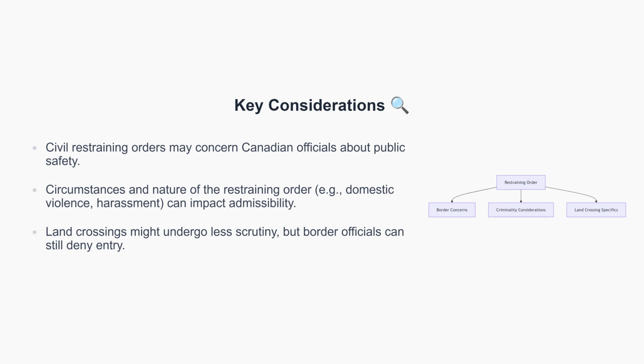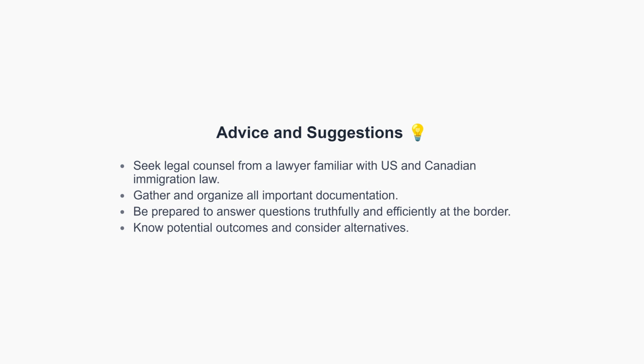When considering crossing into Canada with a civil restraining order, there are three key areas to focus on: the nature of the restraining order, particularly if it relates to public safety concerns, the specifics of any potentially related criminality, and the dynamics of land border crossings, which could still lead to denial of entry. Navigating these legal nuances requires specific advice.